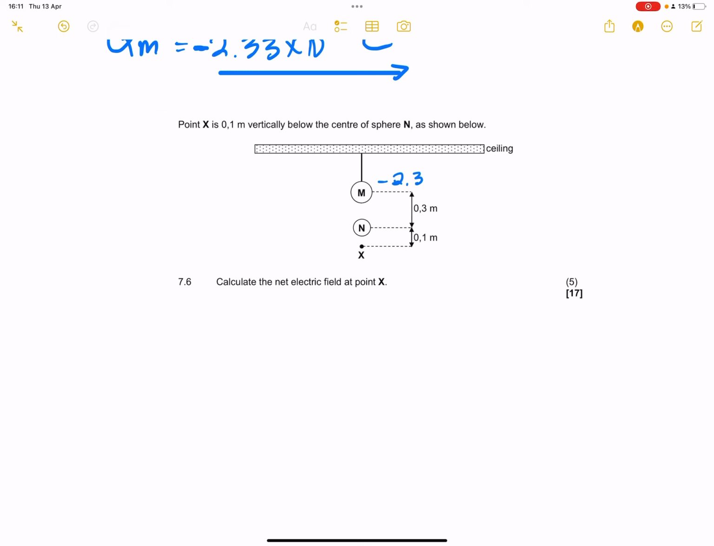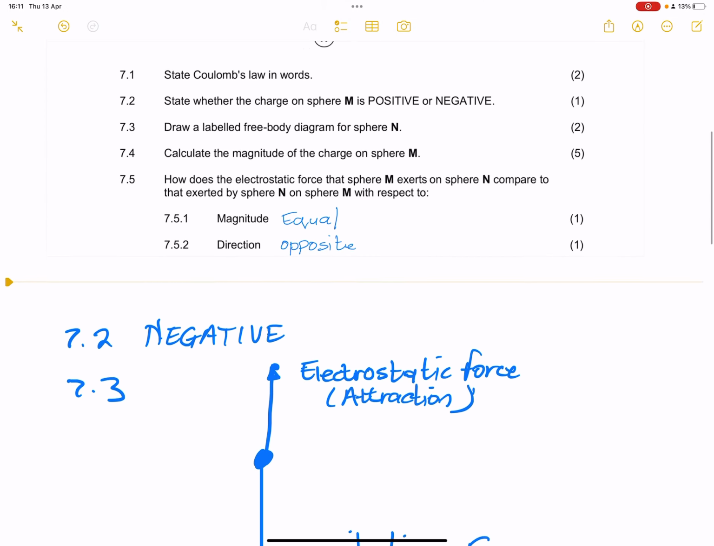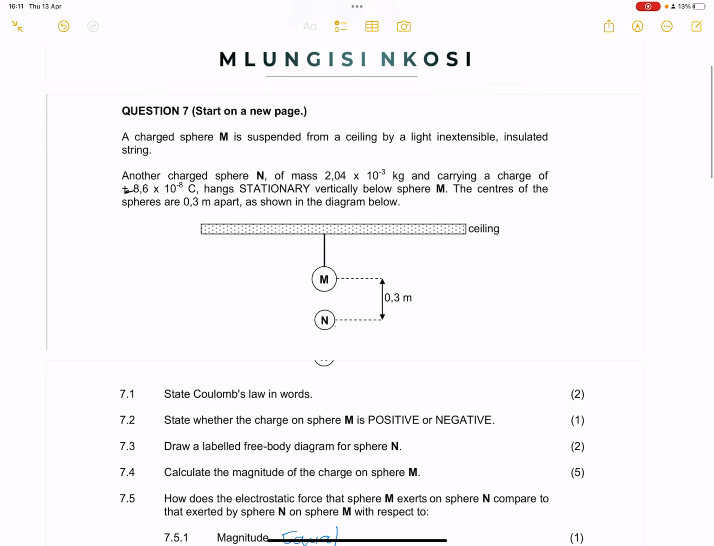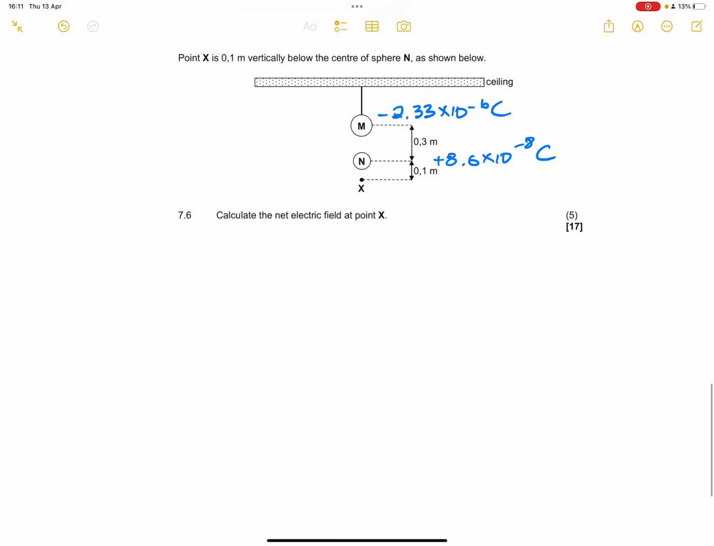That's 2.33 times 10 negative 6 coulombs. And the charge on N, that was positive 8.6 times 10 minus 8 coulombs. Okay. I hope I calculated that correctly. If it's not, please let me know. Yeah, I think we are absolutely correct.